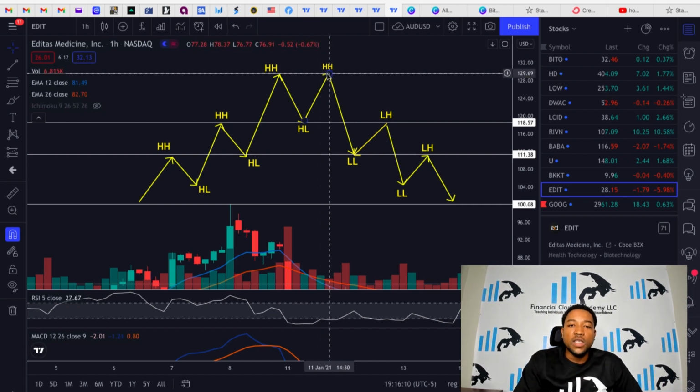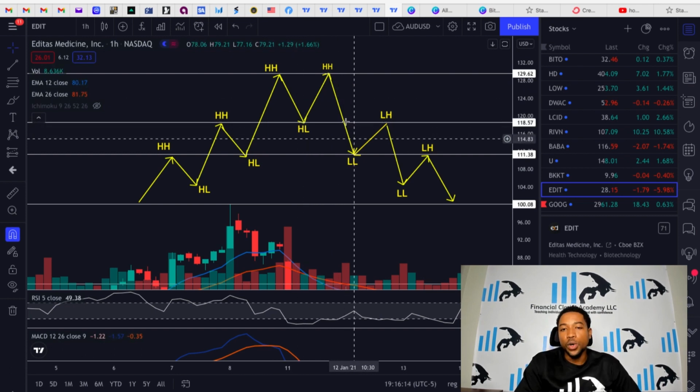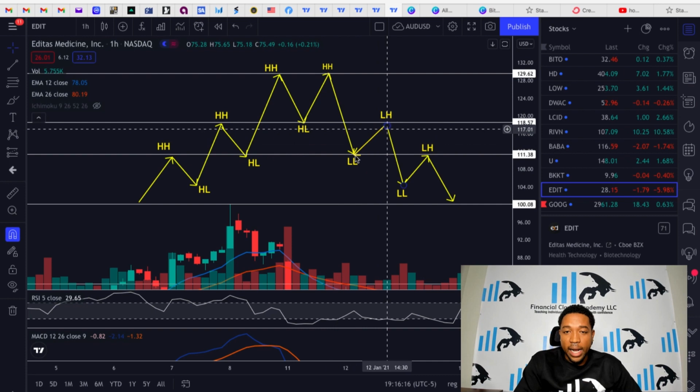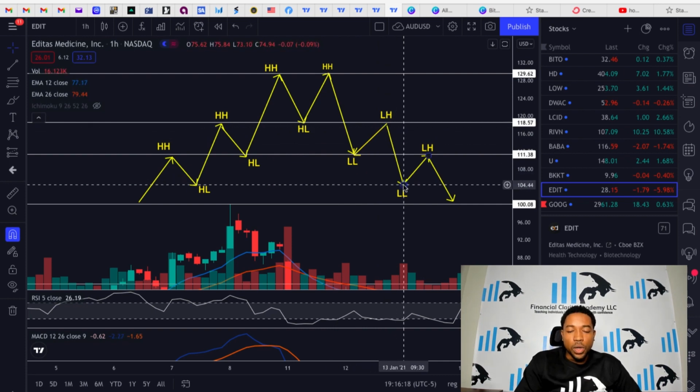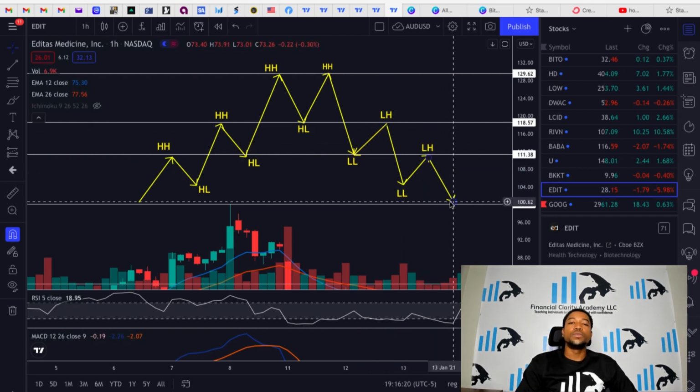Okay, so this is, we broke this support right here, and we made a lower low, lower high, lower low, lower high, lower low. That's how it moves in a downtrend. So the market only moves up, down, and sideways, right?